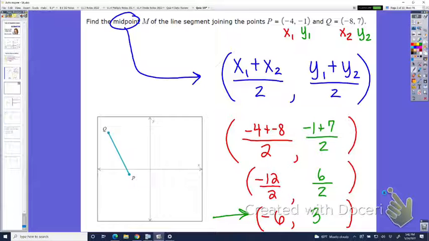And you could verify that on the graph if you actually look at some dash marks there. It should line up as the center point of that segment.